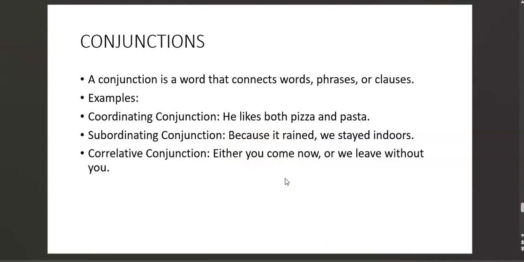Now, you can as well say, it rained yesterday, or it rained. We stayed indoors. These are two perfect different sentences. They are two different sentences, but we can bring them together. Now we say, because it rained, we stayed indoors.